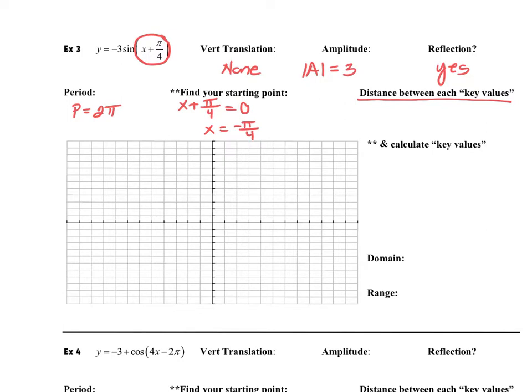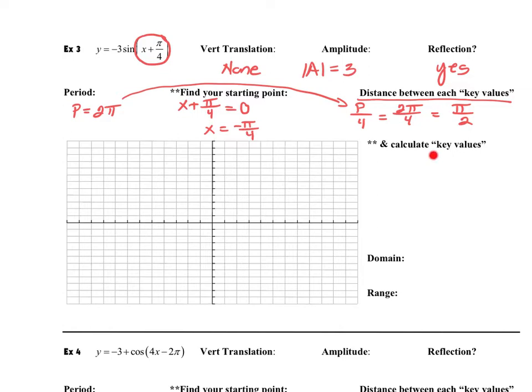Now, the distance between those key values, we're going to need to spread this out nice and evenly, and our graphs are going to be divided into 4 key pieces, just like our unit circle is divided into the 4 quadrants. So we're going to take our period, and we're going to take that period and divide it into 4 pieces. So 2 pi over 4. Now, sometimes you're going to want to reduce that to a pi over 2. In this case, I am not going to need to reduce it to a pi over 2 because this 2 pi over 4, this denominator matches the denominator of my starting point. So it's just going to be easier for us to keep it like that.